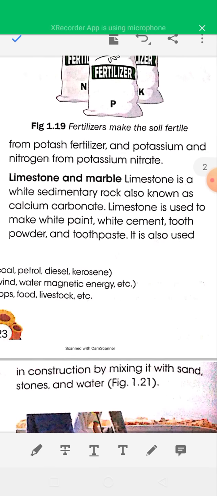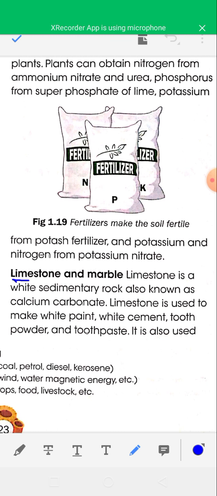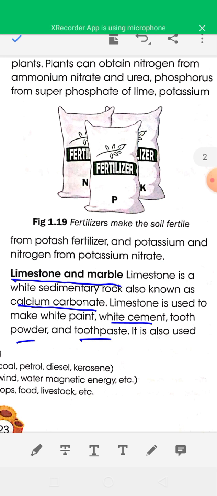Next, limestone and marble. What is limestone? Limestone is a white sedimentary rock, also known as calcium carbonate. Limestone is used to make white paint, white cement, tooth powder, and toothpaste. So these are the uses of limestone.